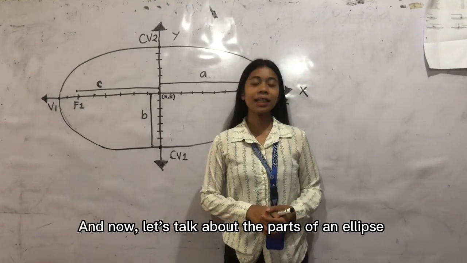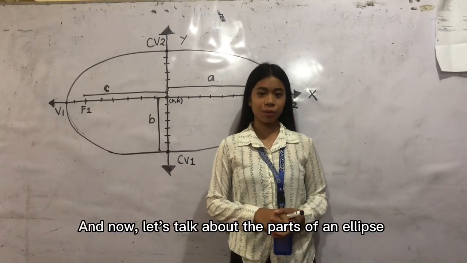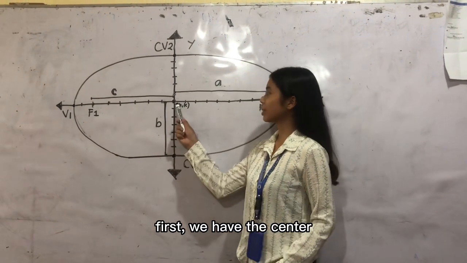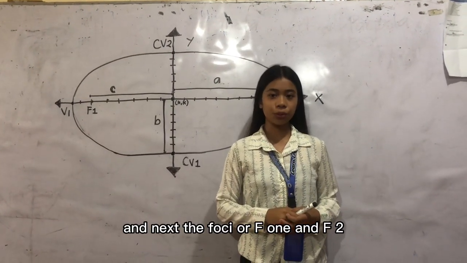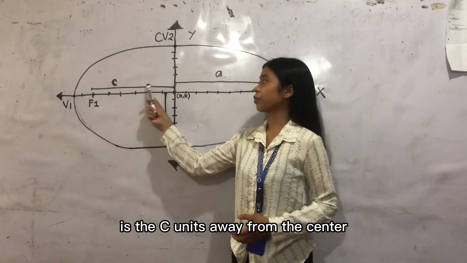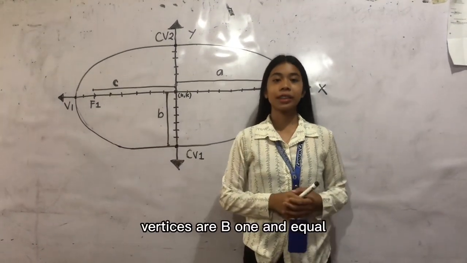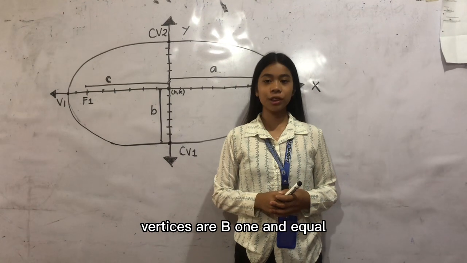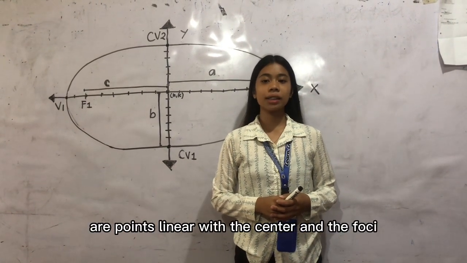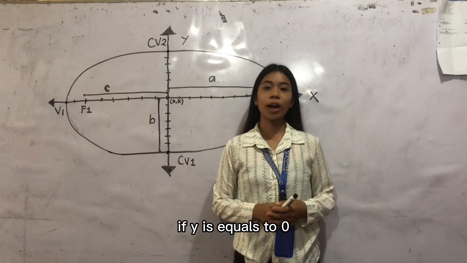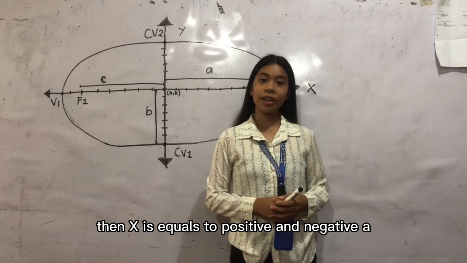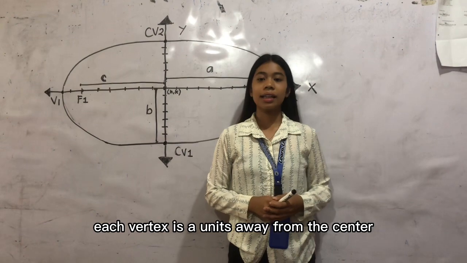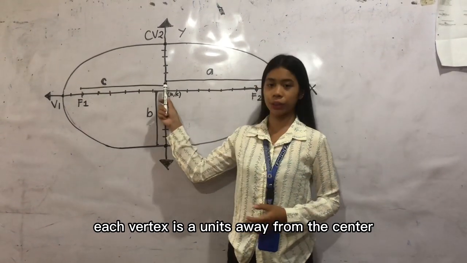And now, let's talk about the parts of an ellipse. First, we have the center. And next, the foci, F1 and F2, are c units away from the center. Vertices V1 and V2 are points collinear with the center and the foci. If y is equal to 0, then x is equal to positive and negative a. Each vertex is a units away from the center.